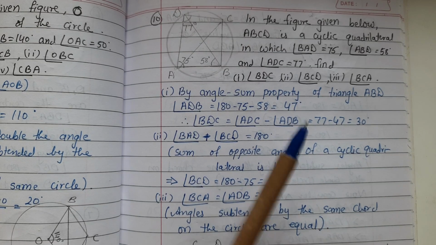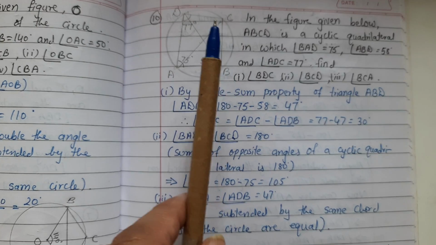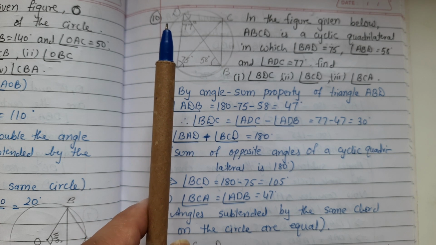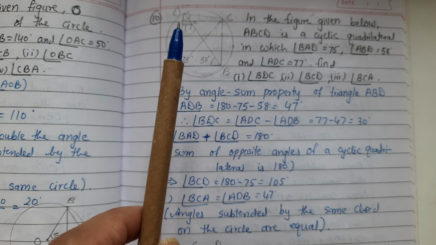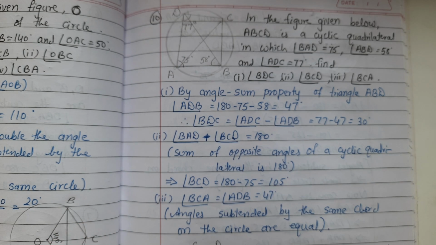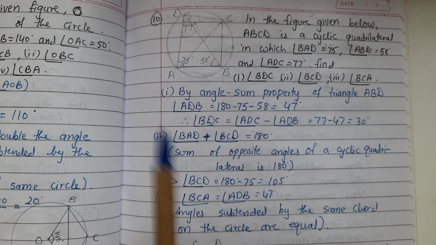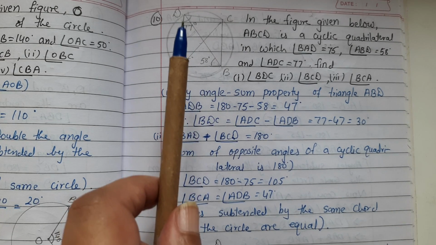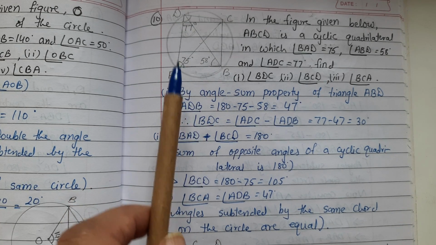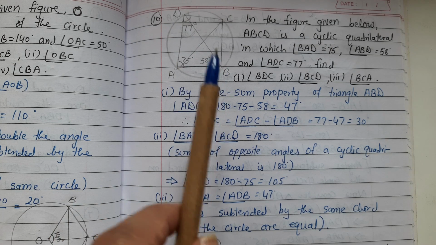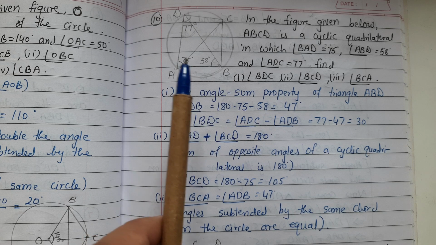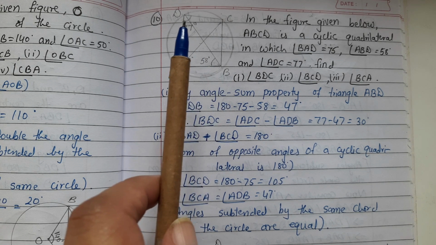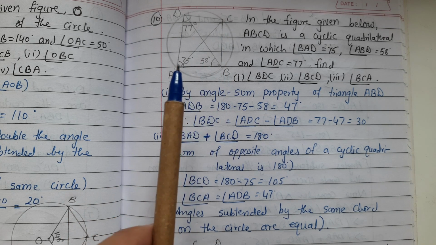Number 10. In the figure, ABCD is a cyclic quadrilateral with angle BAD 75 degree, ABD 58 degree, ADC 77 degree. Find first BDC.